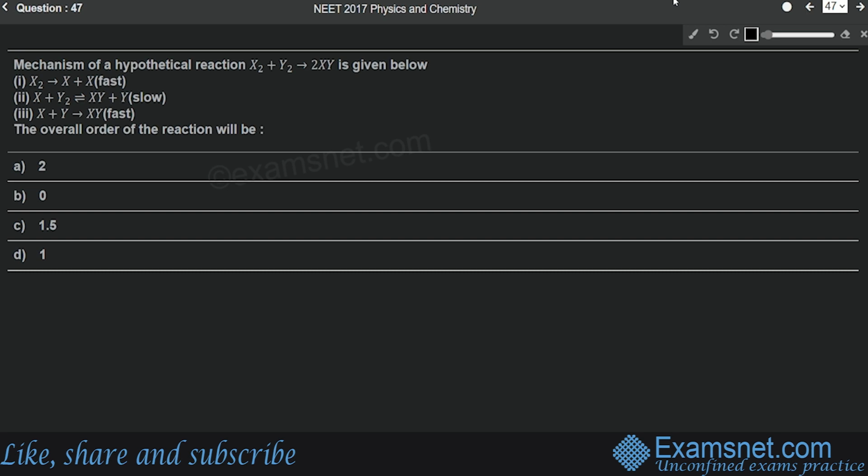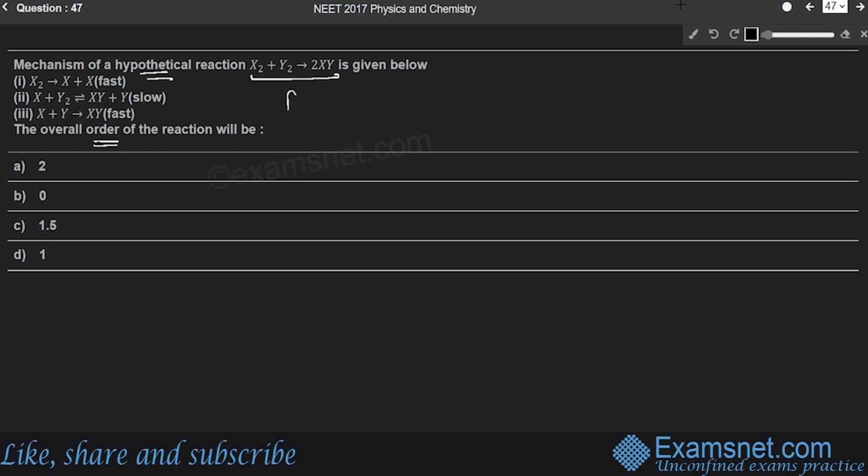Question number 47 is from chemical kinetics. The question is: the mechanism of a hypothetical reaction X2 plus Y2 gives 2XY is given below. Here we can see that 3 steps are mentioned and the overall order of the reaction is asked. We can see that 2 steps are fast and 1 is the slow one.